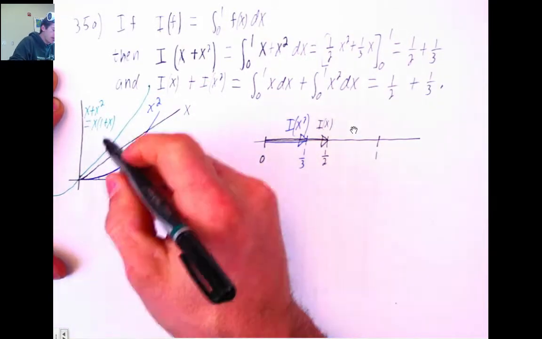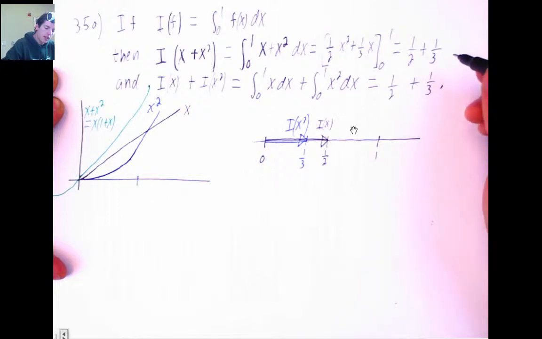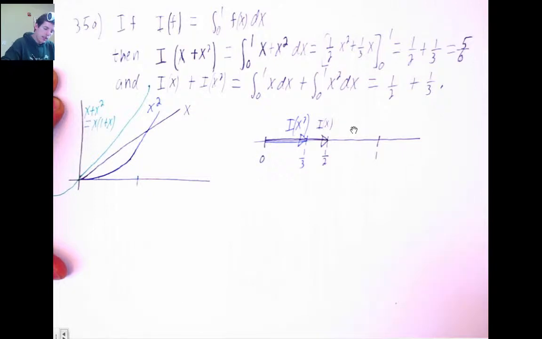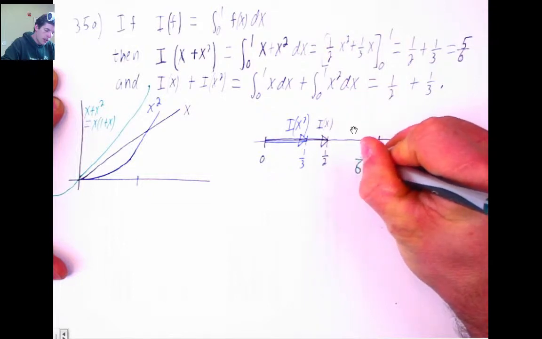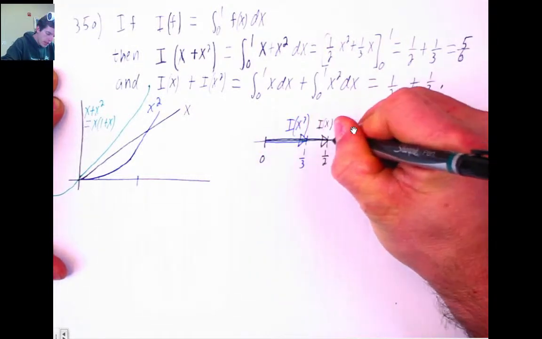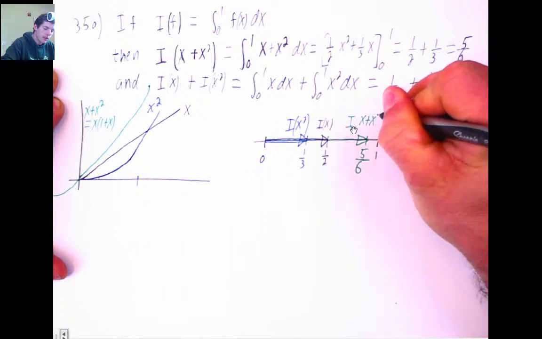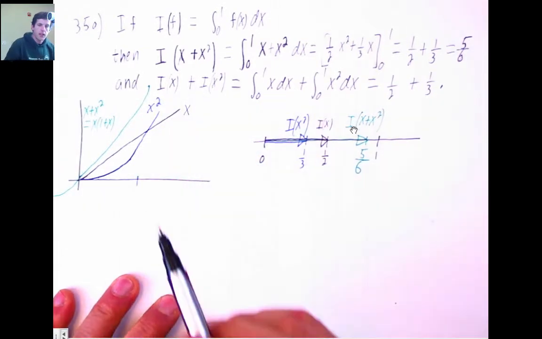Well, what does that get taken to by I? I takes x plus x squared, and it gives, let's actually do the arithmetic, 3/6 plus 2/6, and that's 5/6. Okay, 5/6. And then over here at 5/6, about there, I will draw a vector that is the output of I when you put in x plus x squared. And we get the same thing when we sum I of x and I of x squared.